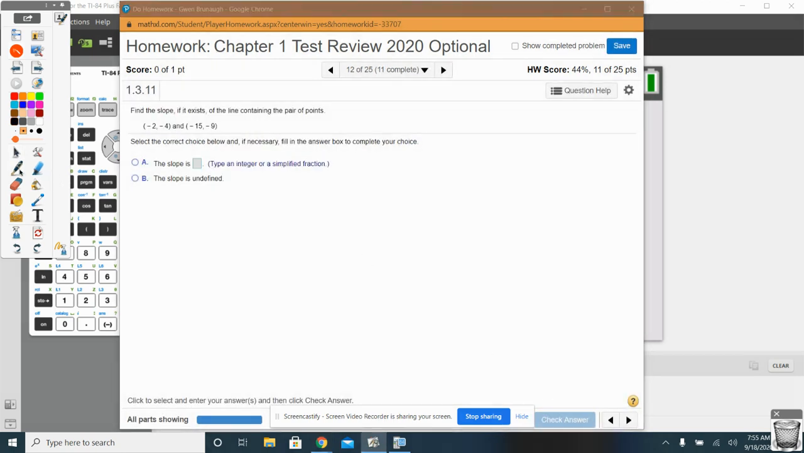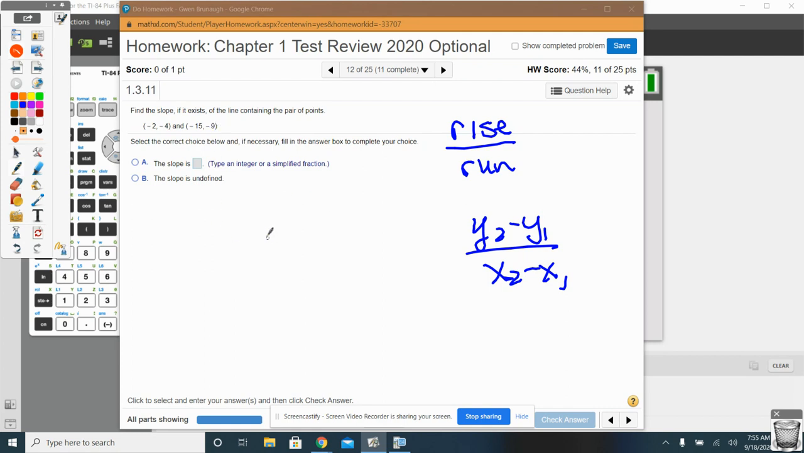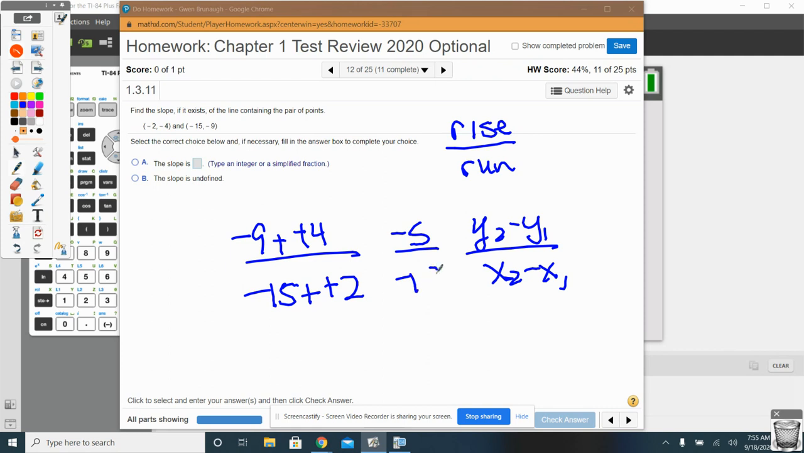Okay, find the slope. Please don't forget the y's go on top. Remember, if you spell rise over run incorrectly, the y's would be up top. So you're going to do y2 minus y1 over x2 minus x1. So I get negative 9 minus negative 4 over negative 15 minus negative 2. It becomes plus a positive. So that's negative 5 over negative 13. A negative over a negative would be positive. So that would just be 5 over 13.